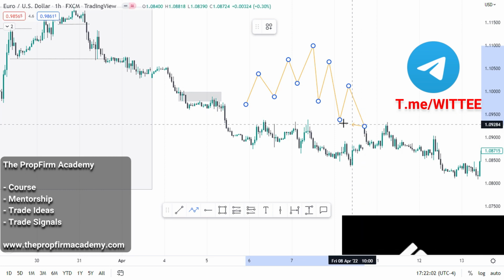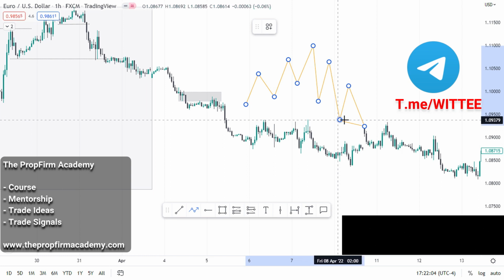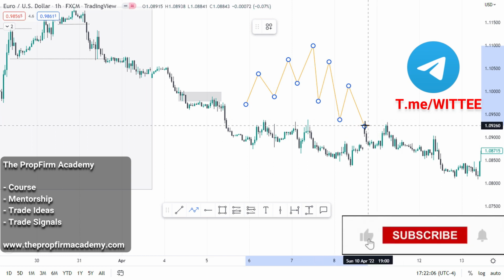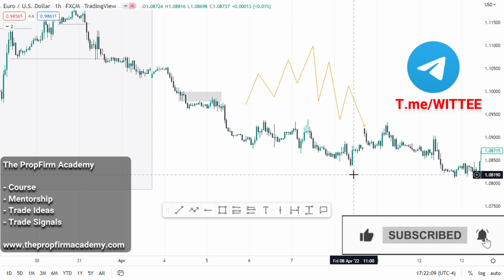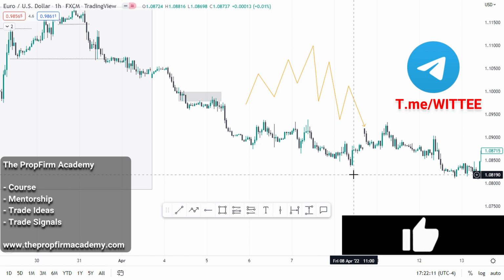So in the downtrend, you want to see a break of structure of the previous lower low to continue the trend. So this is basically how the break of structure works.